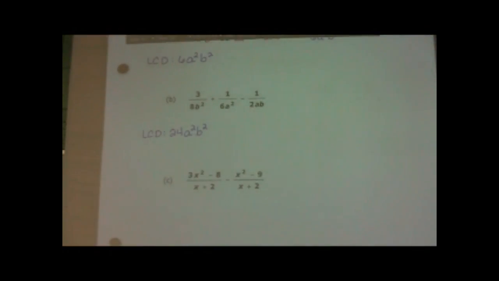All right, next I'm going to need to rewrite each of these fractions so that my denominators are the same. And that's what I did up here in the red. That's what we're going to do. So first of all, this first denominator, in order to get it to be 24a squared b squared, I need to multiply by 3a squared. So I'm going to do that on the bottom and on the top.